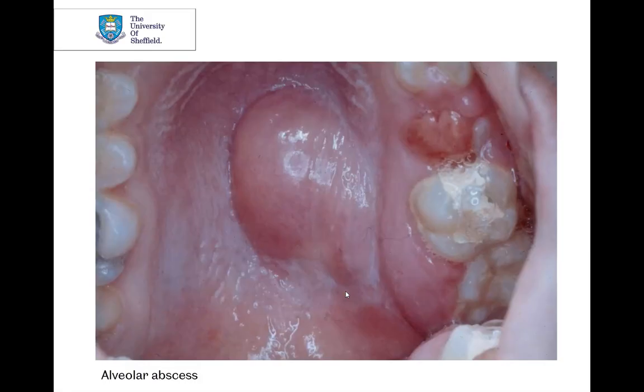So what about how they look in practice? Well, here's an example here of a swelling on the palate. This is an intraoral swelling. It's an alveolar abscess, and you can see that the swelling has, in this case, spread with quite a dramatic effect on the palate.